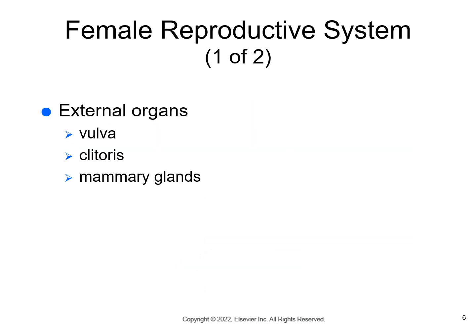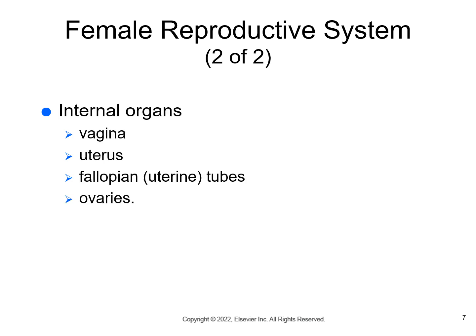Here we're looking at the external organs, or the structures that form towards the outside of the skin of the body: the vulva, the clitoris, and the mammary glands of the breast tissue. The internal organs, which of course are those inside the body, are the vagina, the uterus, the fallopian tubes or uterine tubes, and the ovaries.